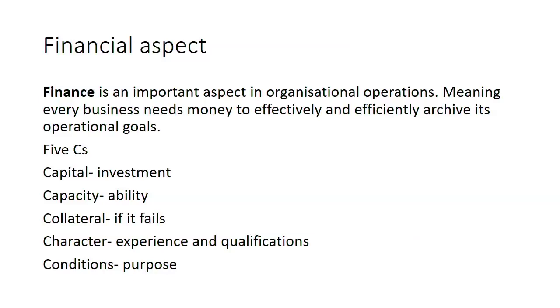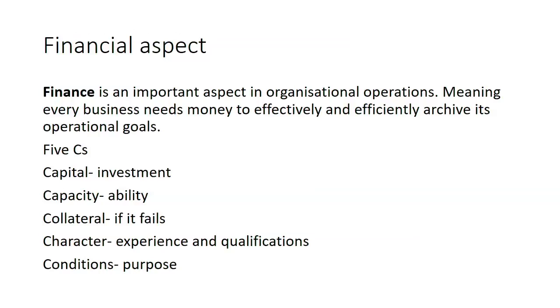They are referred to as the 5 C's, where we talk of the capital. What is it that the owner of the business has invested in such a business? The bank will also look at the capacity, which is the ability of such a business to repay the money. They also look at the aspect of collateral. What if it fails? How is such a business going to repay? Or how will the bank get its money?